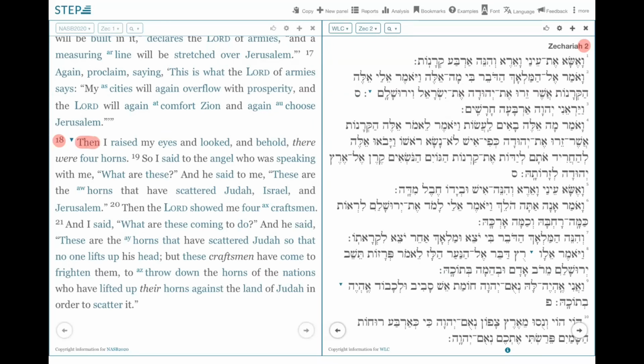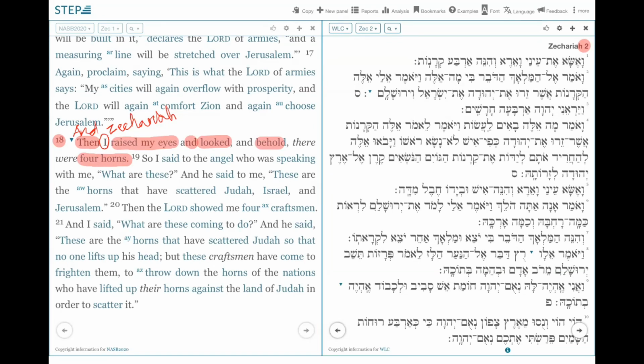Zechariah lifted his eyes and then he looked, and behold, four horns. That's the words. Behold, four horns. Now, what did he actually see?